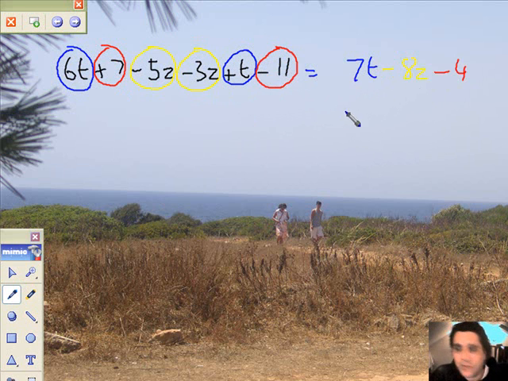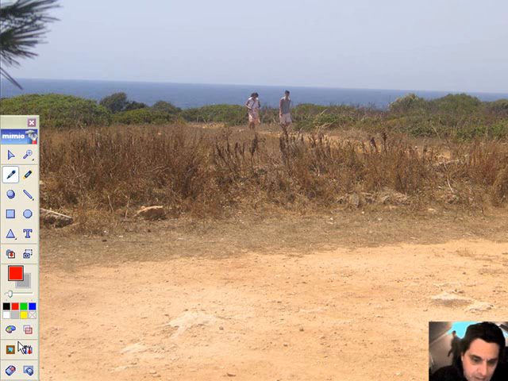Traditionally you'd put the letters before the numbers, although mathematically it will be correct if you were to say 7t minus 4 minus 8z. Nothing wrong with that. Just trying to teach you style as well. Right, that's that done. I think I'm done with that, no more.